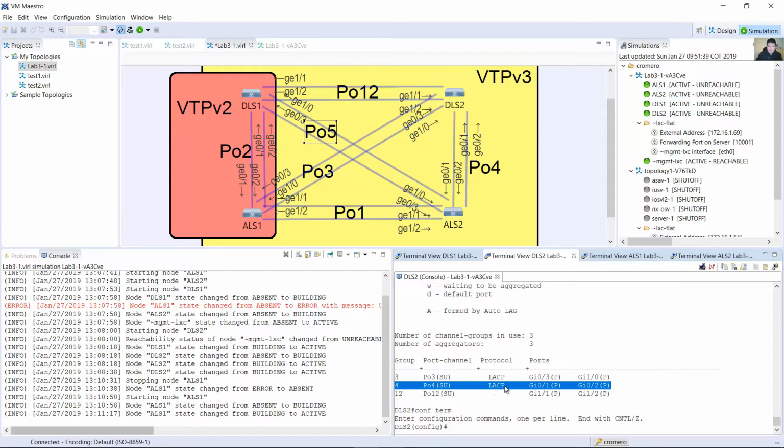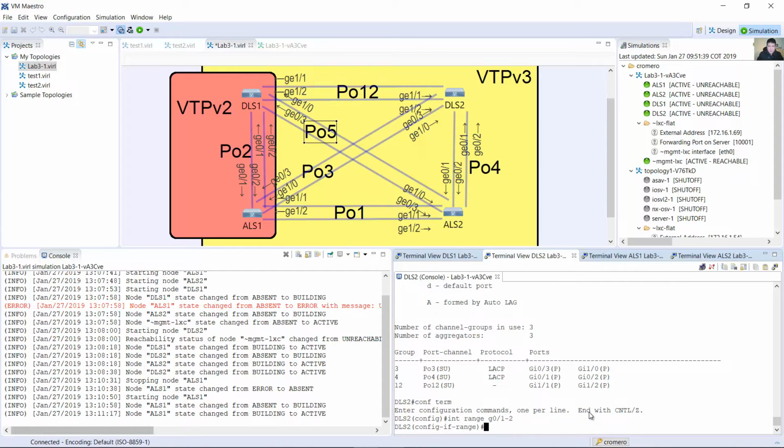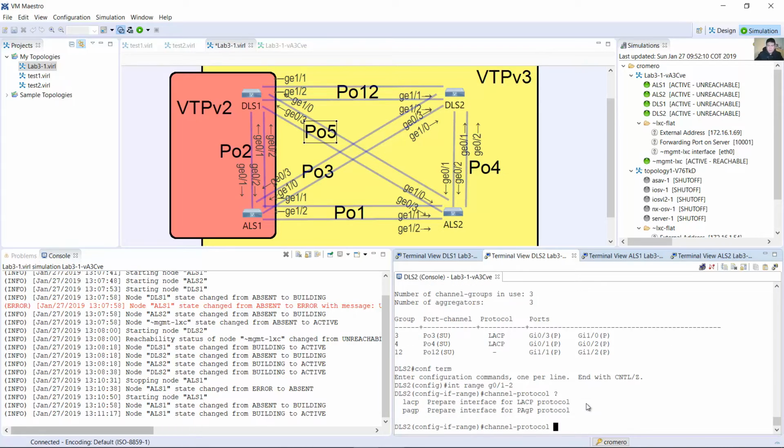the port channel 4 with LACP, you can do this. Okay, interface range gigabit 0/1 and 0/2. Channel protocol. Okay, you can set the LACP protocol on these two. Okay, LACP.